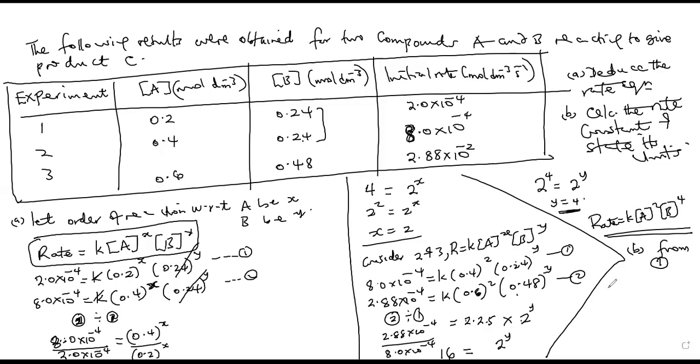From experiment 1, the question, remember, needs the rate constant. So here, the constant K from that equation is going to be rate over concentration of A raised to the power 2 times concentration of B raised to the power 4. You substitute. If you consider experiment 1, it means that your rate is 2.0. Your concentration of A is this, your concentration of B is this. So you are going to substitute in those values and then get the answer.